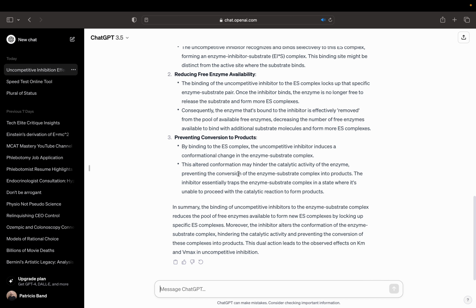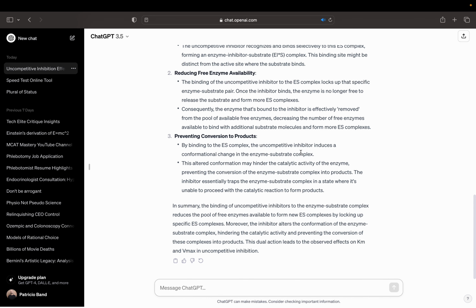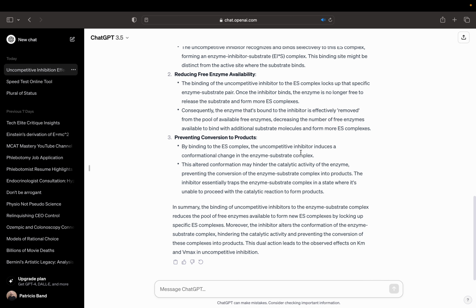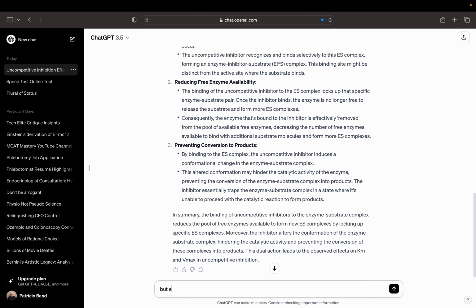This altered conformation may hinder the catalytic activity of the enzyme. The inhibitor essentially traps the enzyme substrate complex in a state where it's unable to proceed with the catalytic reaction to form products. I want more explanation. So let's give it a third try. Explain to me more in detail.